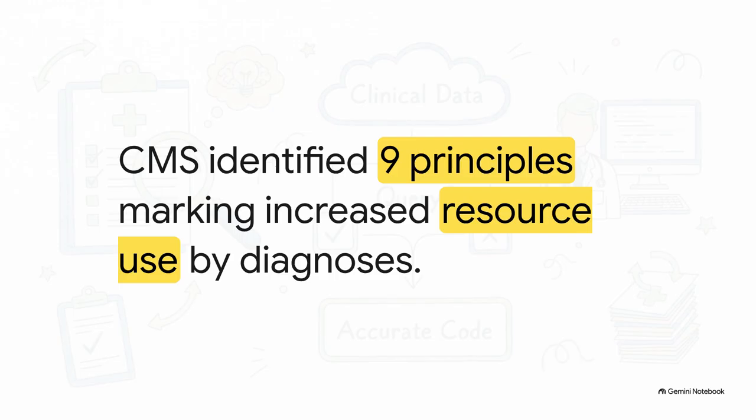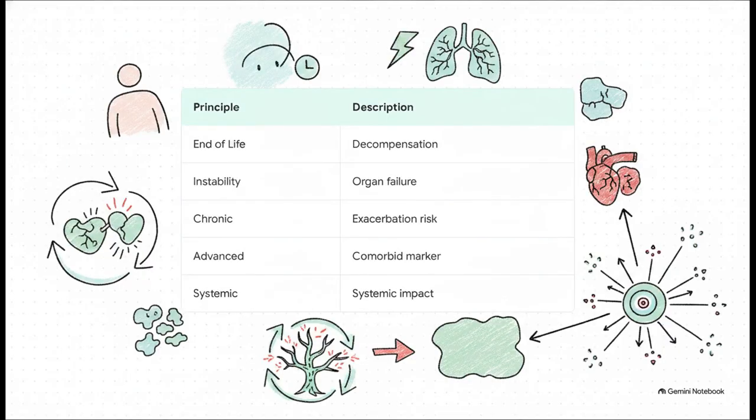The source text outlines these in detail, and honestly, they're absolutely essential for understanding exactly how CMS categorizes these complex situations. Now, what's really fascinating here is how incredibly precise the CMS terminology is. Let's break down the first 5 principles. Number 1 is end of life, where the patient has reached an advanced stage associated with systemic physiologic decompensation.